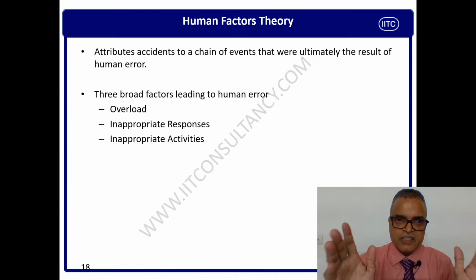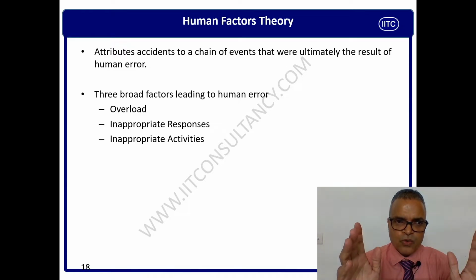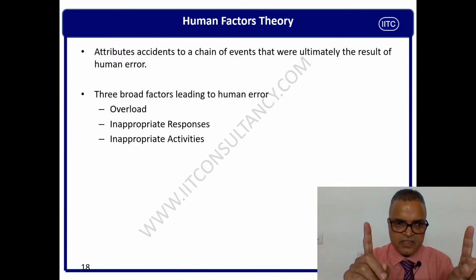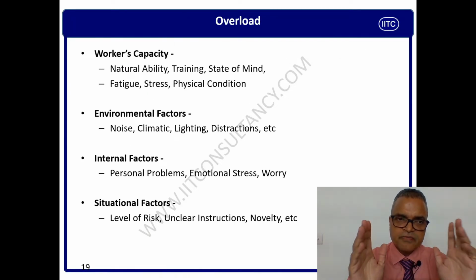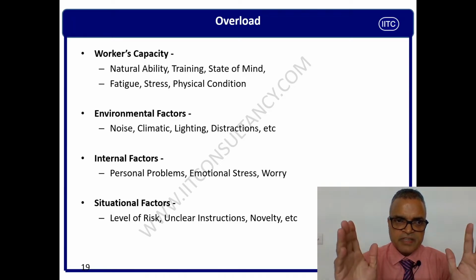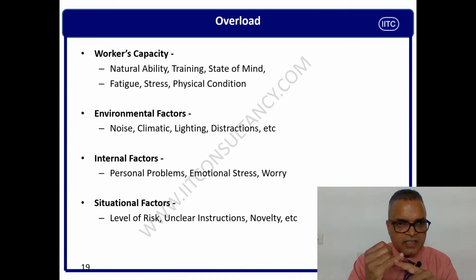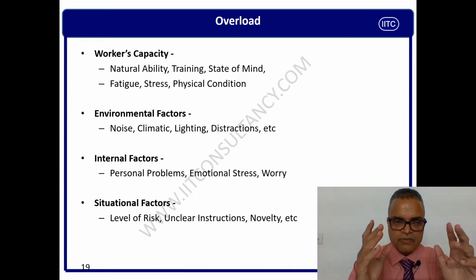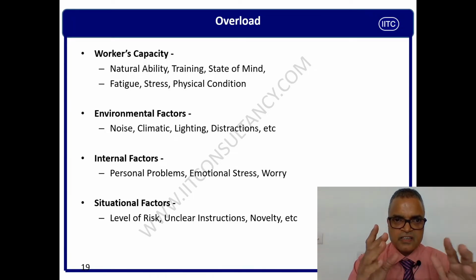This theory attributes accidents to a chain of events that were ultimately the result of human error. The 3 broad factors leading to human error are overload, inappropriate responses, and inappropriate activities. We will see these in the following slides. Guys, now the first factor is overload: the worker's capability or capacity, natural ability, training, and state of mind. If a worker is overloaded with a job, and lacks training and the right state of mind, definitely this is an overload, and overload can result in fatigue, stress, and physical condition problems, which will result in accidents.